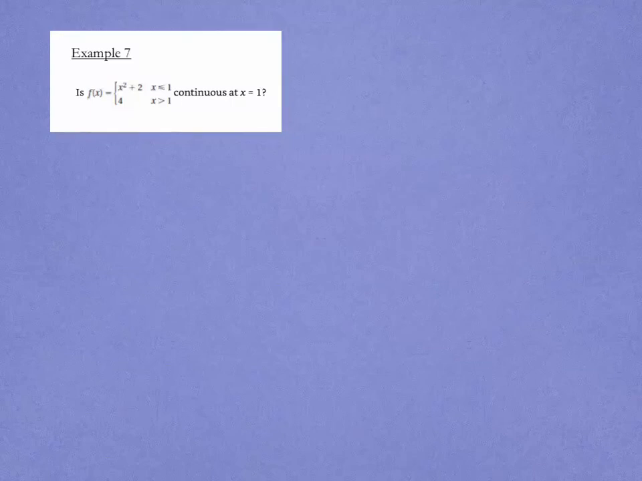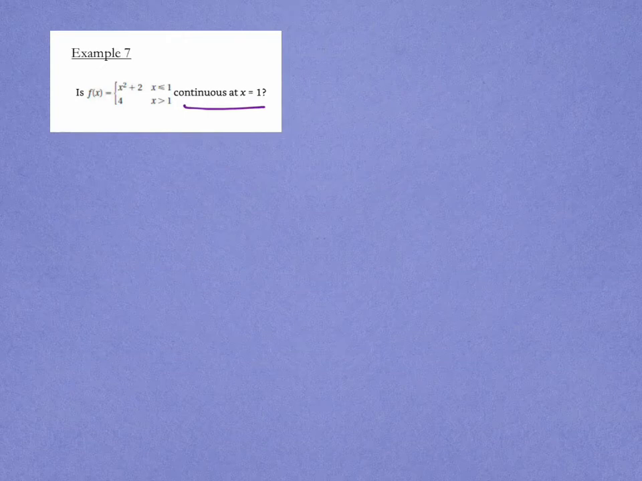Okay, example 7 says, is this continuous at x equals 1? So what you try to do is figure out, if I stick 1 in there, do I get the same thing? Because neither one of these is continuous, and then it says x is less than or equal to 1. So we have a break, basically. It's doing this, and then it's equal to 4 for x greater than 1.